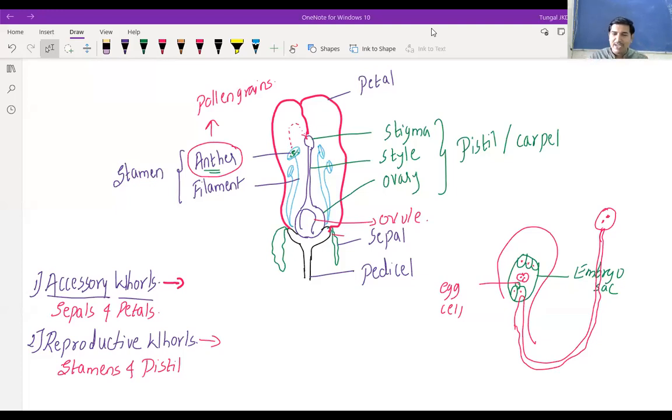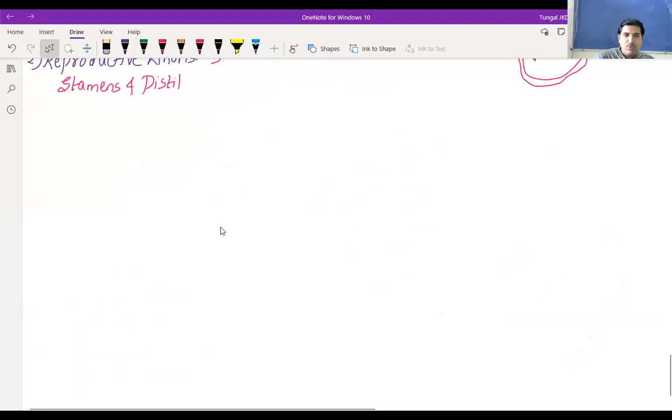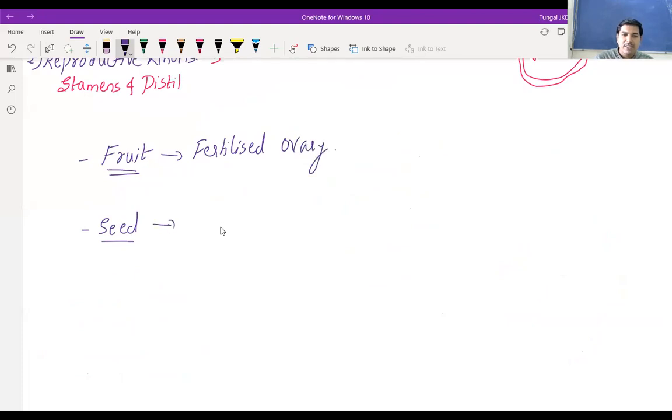Okay, so we are coming across those two terms also. Now let us come to those terms. Now what is a fruit? And what is a seed? Fruit means it is the fertilized ovary. Seed is the fertilized ovule.